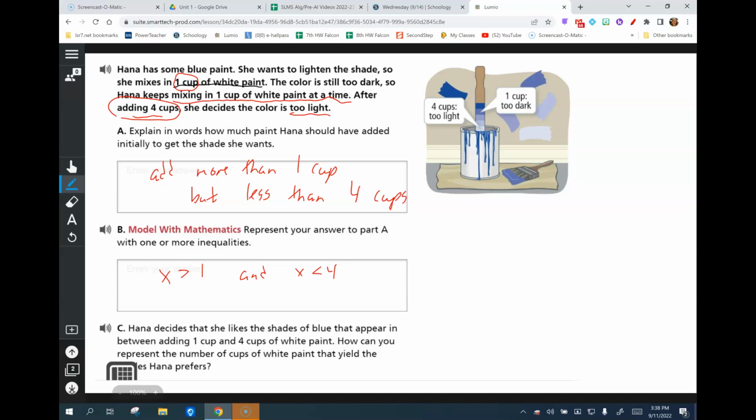What we want to realize, the other thing that we will learn, this is a compound inequality because we're mixing 2 inequalities together with the word and. So we want both of these to be true. So that's our word and when we want both of them to be true.